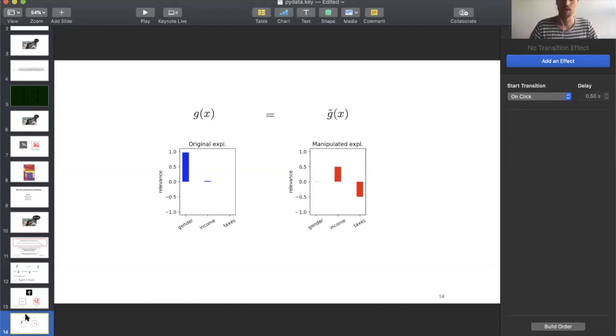It basically shows that these explanation methods, as they currently are, are not a good proof for an ethical decision-making process, right? They can be manipulated.